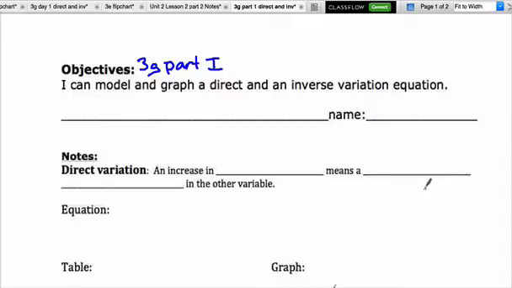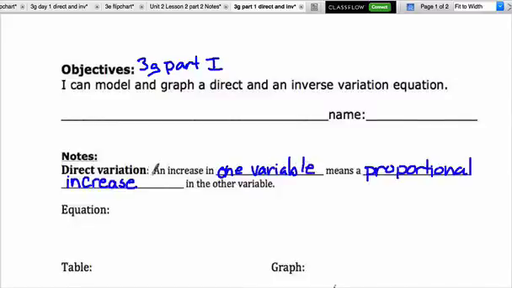Well, in a direct variation, an increase in one variable means a proportional increase in the other variable. Okay, so make sure you get that down. And then the equation looks like this. You would have a y and an x, and then you would have a k. So it's y equals k times x. And the k is a constant number. So it's a number that doesn't change.